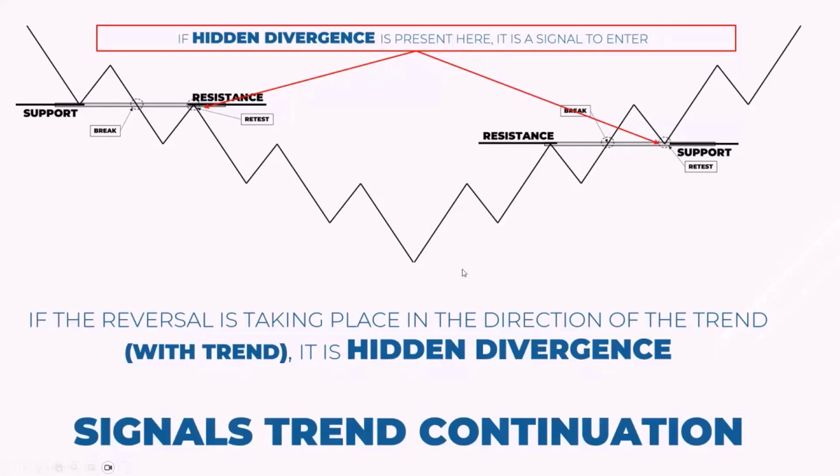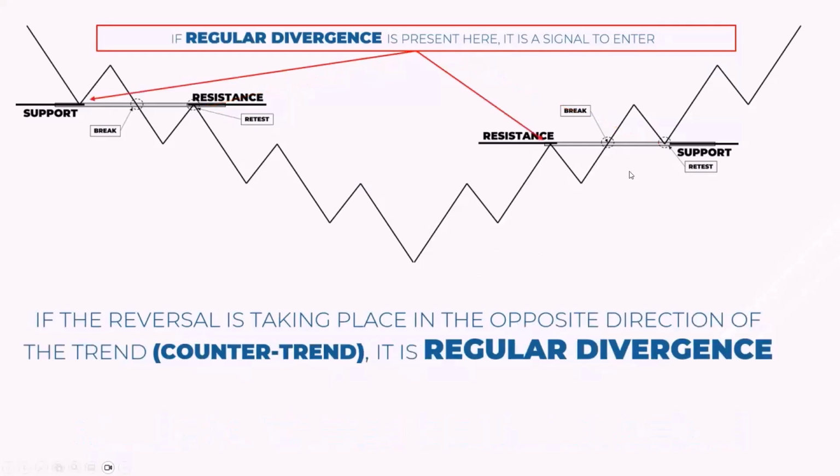Right. And then the opposite is regular divergence. If hidden divergence is with the trend, regular divergence is going against the trend. It's counter trend, so it's going in the opposite direction. So this is an uptrend, and price is pushing up and then it meets resistance and it goes against the trend. So regular divergence is a reversal signal that's going against the trend.